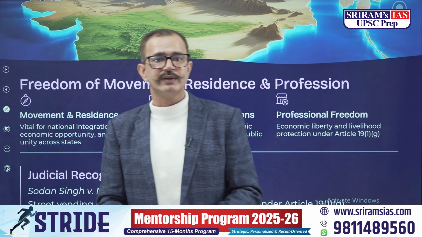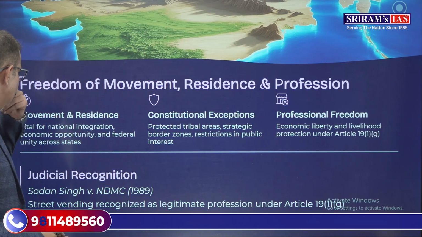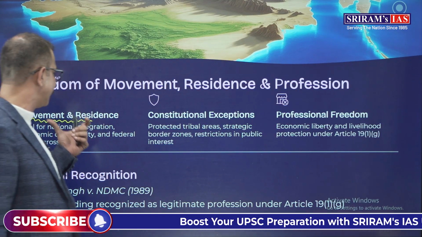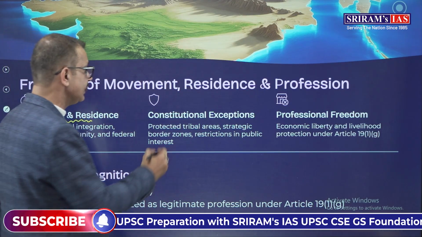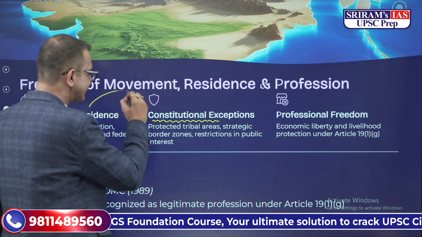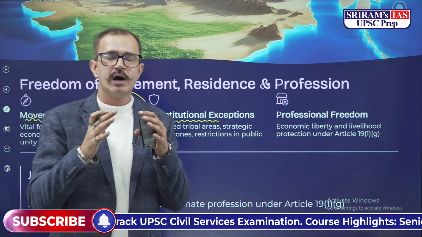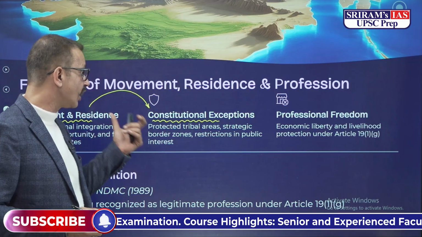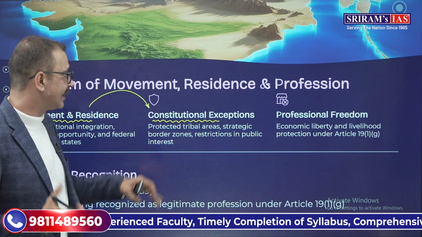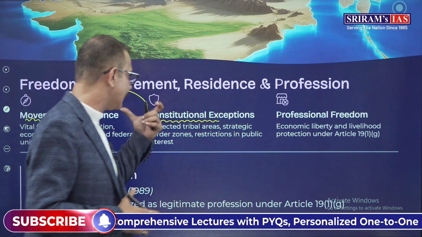Now, there are other freedoms: the freedom of movement, residence, as well as profession. Movement and residence are vital for national integration, economic opportunity, as well as federal unity across different states. However, there are certain constitutional exceptions. When it comes to the right of residence or movement, certain areas have been protected, which are tribal regions. The tribal areas and the strategic border zones have been protected, and restrictions in the public interest have been placed. So those are the constitutional exceptions.